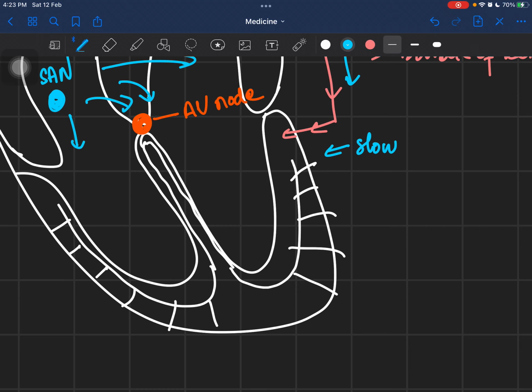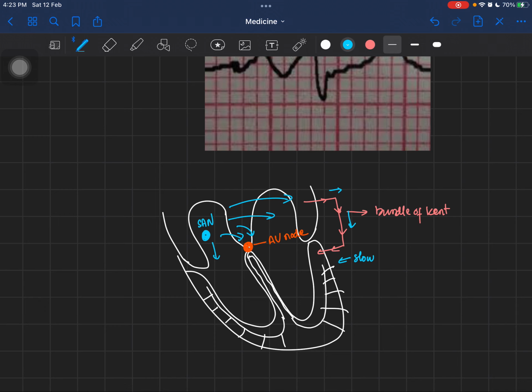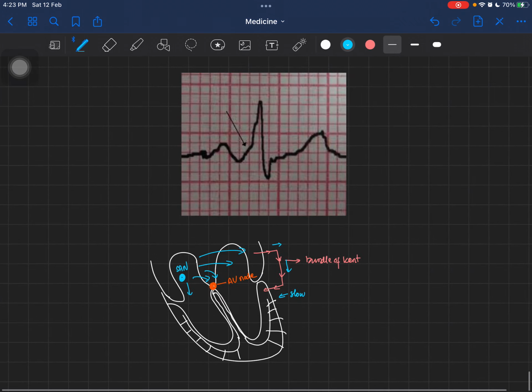And what wave in the ECG represents the ventricular contraction, or the ventricular depolarization, to be more accurate? It's the QRS complex, right? So if the conduction is slow, that means it takes a longer time for the QRS complex to trace. That means the QRS complex would be broader. Okay, now with this much information in our mind, let's look at the ECG.